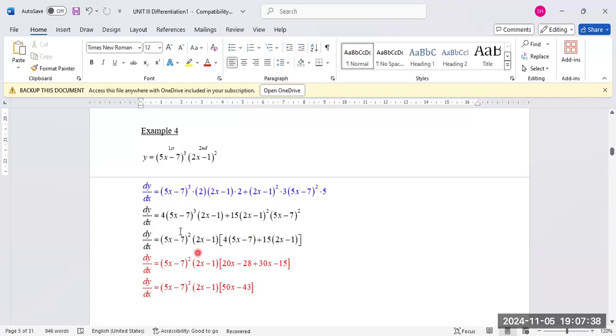20x plus 30x is 50x. Negative 28 minus 15 is negative 43. This can't go any further because there's nothing common here. Answer.